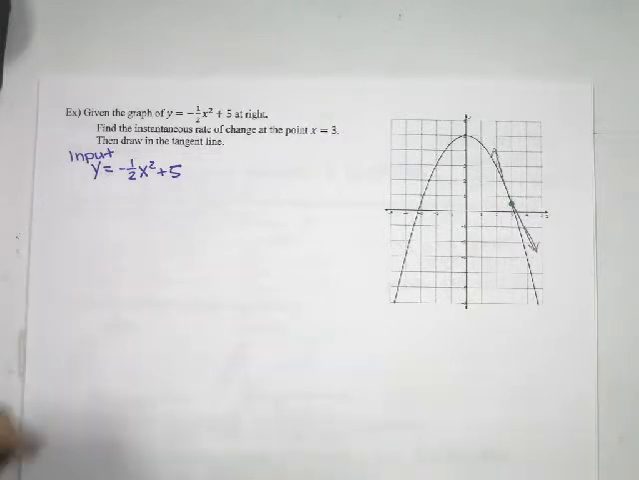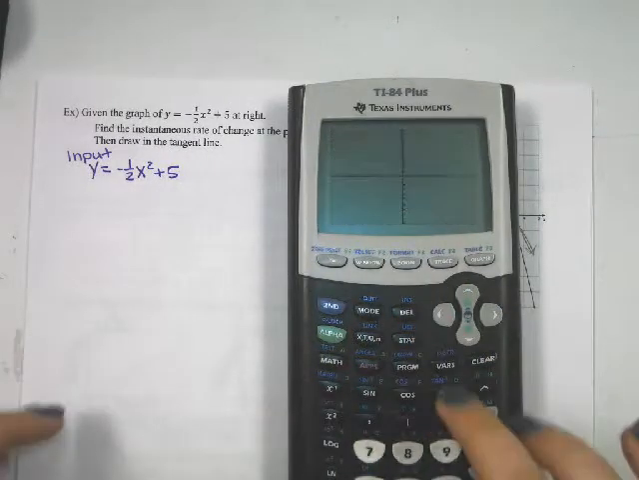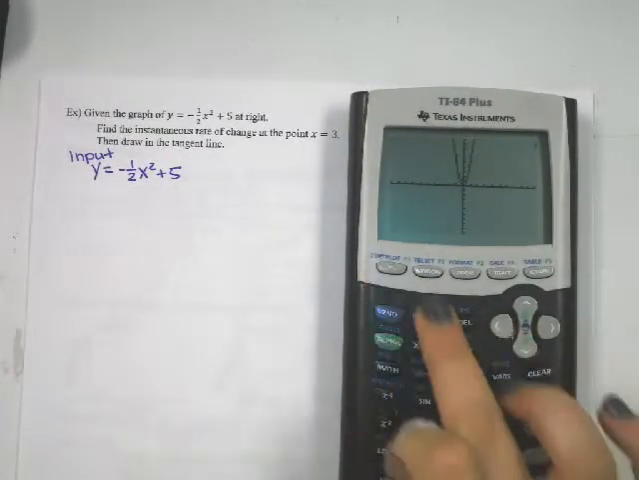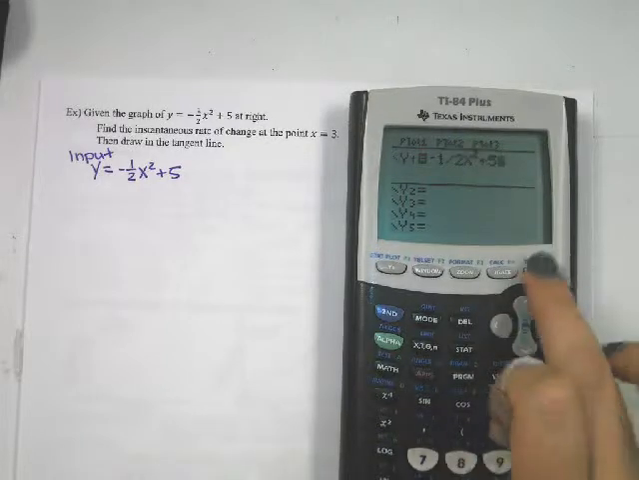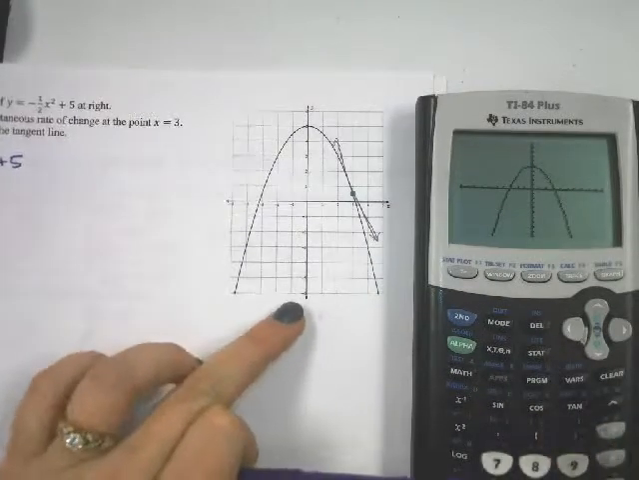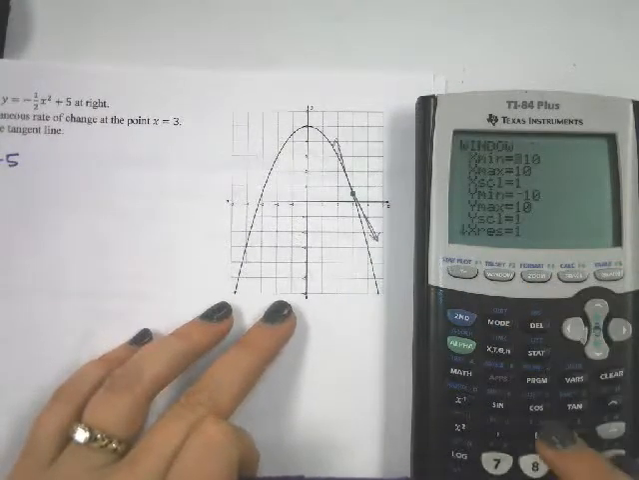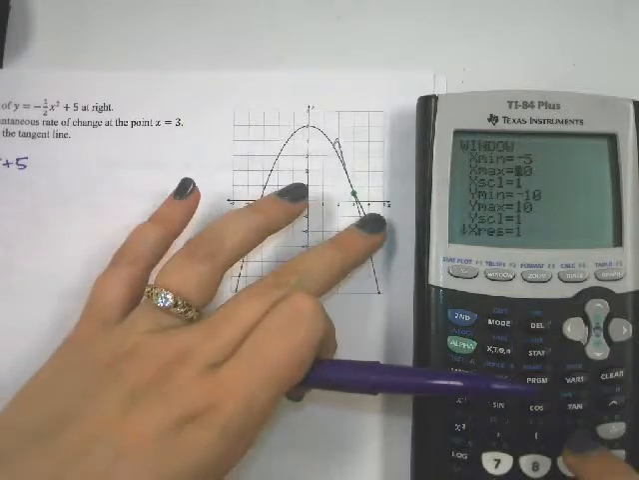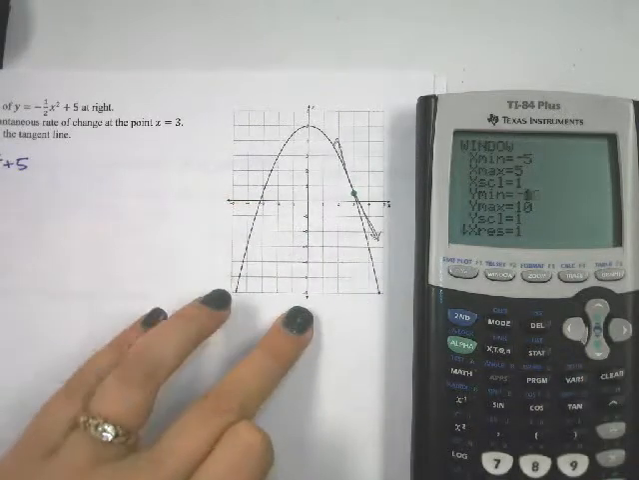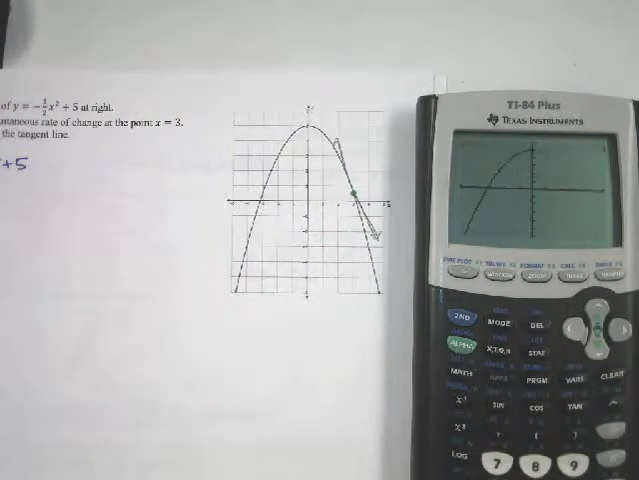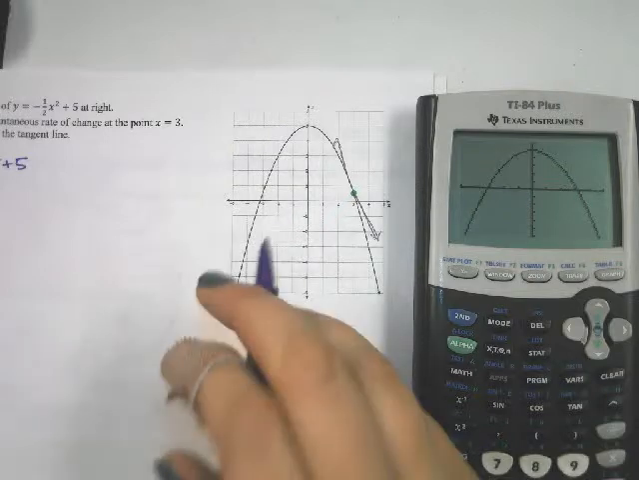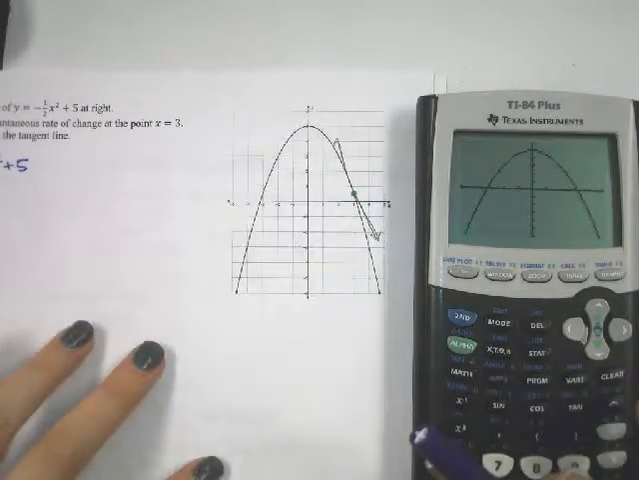So we're going to input that into our y equals. I'm going to fix my zoom from our last question. So y equals, clear that out, negative 1/2 x squared plus 5. Graph it. Once again, if you'd like it to look more like this, you can practice changing your window. X goes from negative 5 to 5. Y goes from negative 6 to 6. Now we can get a little bit more accurate picture based on what we're looking at on our paper.